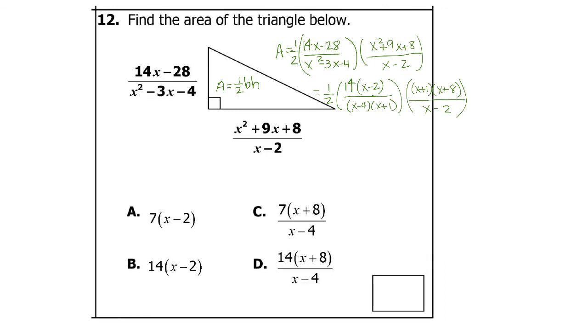All right, we've got a mess here. So it looks like we're going to start canceling some stuff. And so x minus 2's will cancel. X plus 1's will cancel. That 1/2 will cancel into 14, leaving 7. So let's see what was left. We had 7 times x plus 8. And all of that is over x minus 4. And that's going to be, let's see if we can find that answer choice. That is going to be answer choice C.